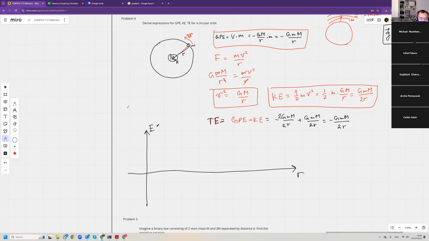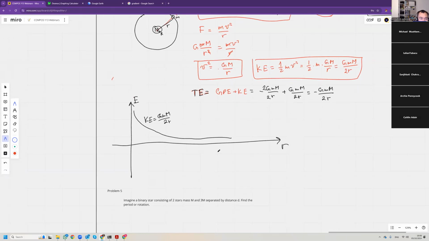So if we draw r, and this is the energy, the kinetic energy for a circular orbit is GMm over 2r, like this. The total energy is the same but with a negative sign, so it's just symmetrical. That's the total energy, which is minus GMm over 2r. And the gravitational potential energy is minus GMm over r without the 2. So it's 2 times bigger, so twice as negative. And as you can see, as the circular orbit becomes bigger, so this is the radius of the orbit.